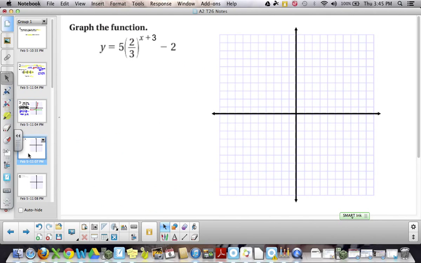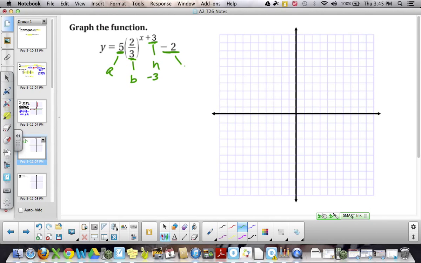All right, a next example, y equals 5 times 2/3 to the x plus 3 minus 2. So here are values. We have 5, that's going to be A. We have 2/3, that's B. Okay, we have plus 3, that means our H is going to be -3. And then we have -2 for our value of K.